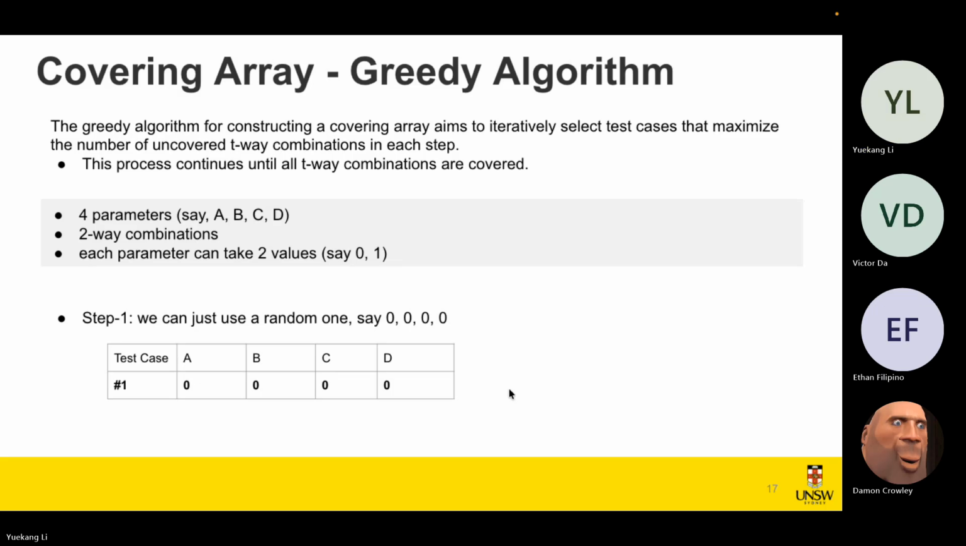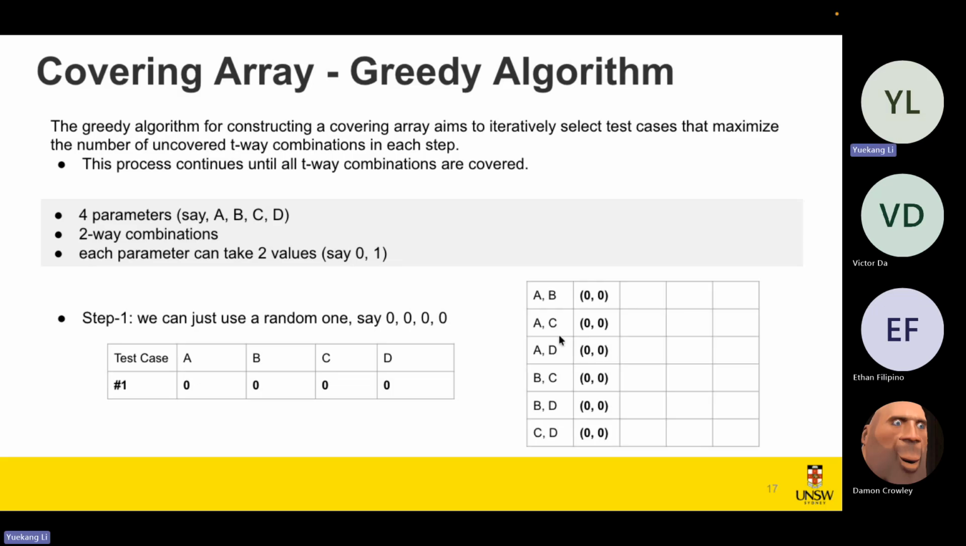So this is not the covering array. This is something to help us take note of what has been covered. So this is just like a scratch pad. On this scratch pad we have 6 different combinations, right? We know that there are 6 different combinations, which is C(4,2).